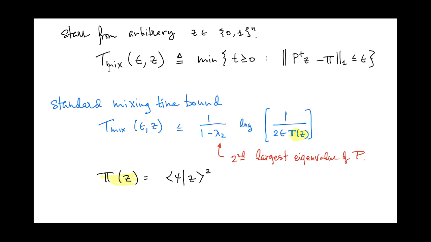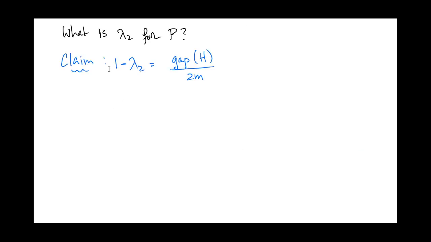And lambda 2 is the second largest eigenvalue of the Markov chain. Okay? So what are these two? So what is lambda 2? Let's talk about that first. So the claim is that lambda 2 is just the gap of H over 2m.